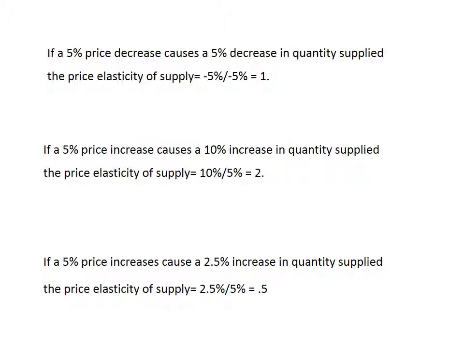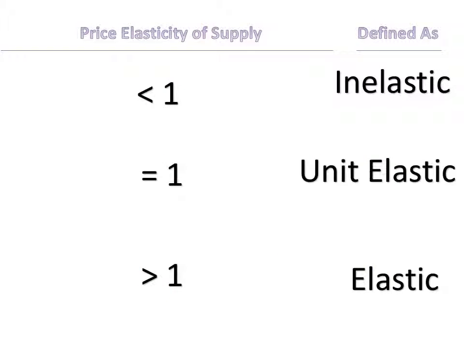And finally, if a 5% price increase causes a 2.5% increase in quantity supplied, the price elasticity of supply is just 0.5. That 0.5 means the percent change in quantity supplied was half as big in percentage terms as the change in price. We characterize the price elasticity of supply the same way we did the price elasticity of demand, except we get rid of the absolute value. So if the price elasticity of supply is less than 1, we say supply is inelastic. That just means in percent terms, price changes are bigger than quantity supplied changes. If the price elasticity of supply is equal to 1, we say supply is unit elastic, unit just being 1. And finally, if the price elasticity of supply is greater than 1, we characterize supply as being elastic. That means changes in quantity supplied in percent terms are greater than changes in price.